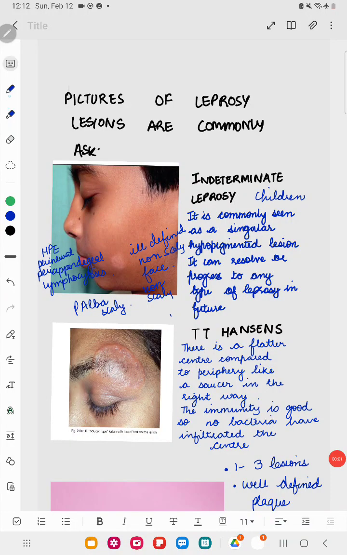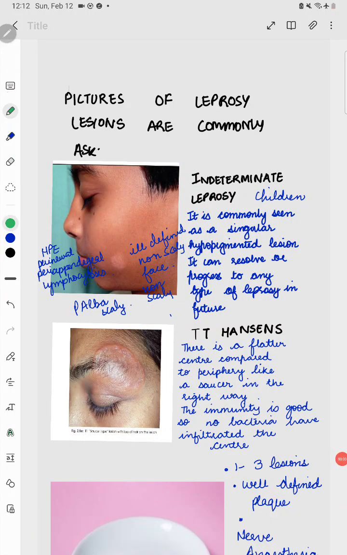So these days, very commonly, they'll give you images in the exam and they'll ask you the pole of leprosy. We know that there are five poles: BT, BB, TT, BL, and LL. And they'll give you the image and they'll ask you which pole of Hansen's the picture represents. So I have tried to explain that in this video because I used to find it very tough during my time.